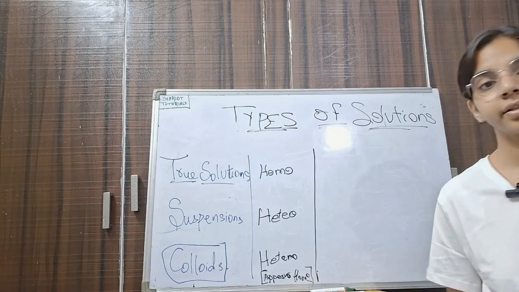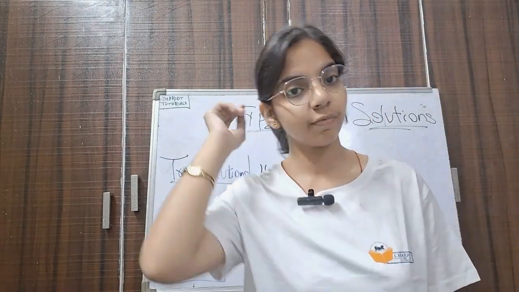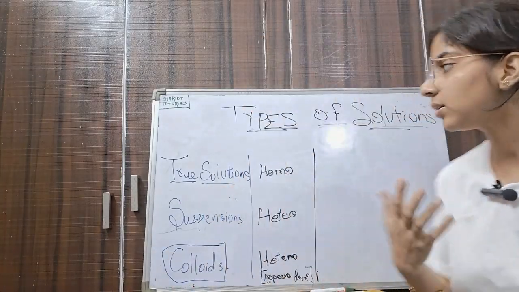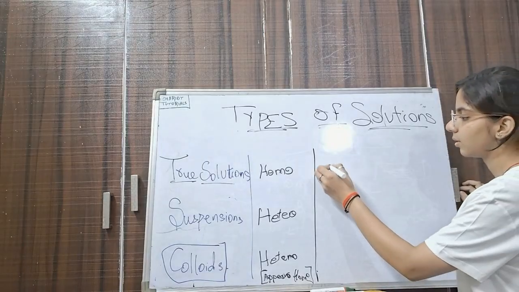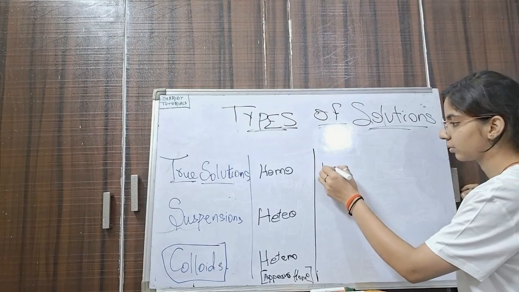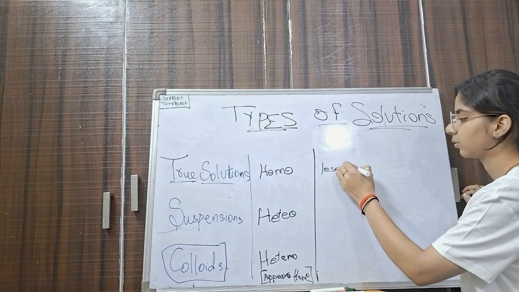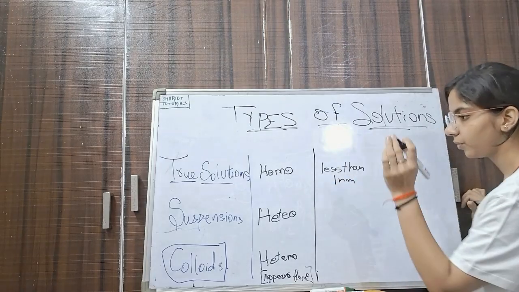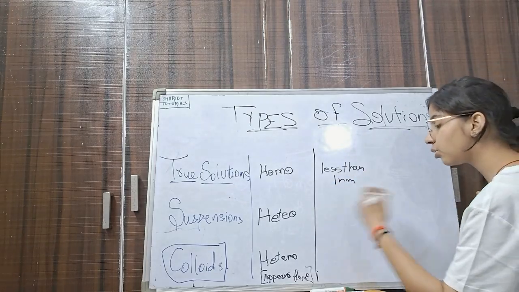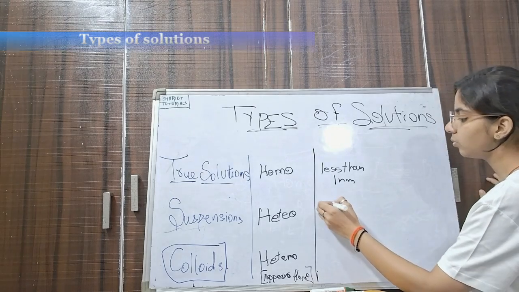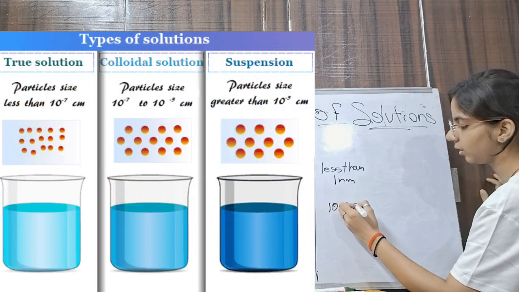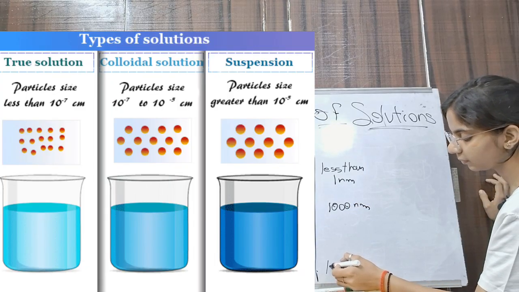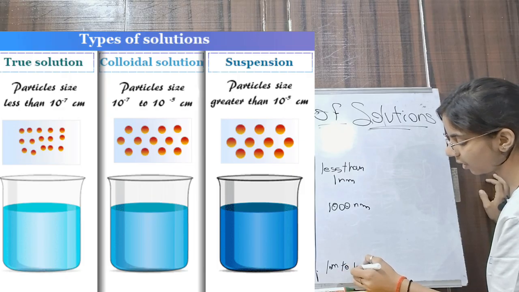Second is the particle size. Now this is a very important and basic difference that actually makes them different. The particle size of true solution is less than 1 nanometer or up to 1 nanometer. The particle size of suspension is actually very large. It is around 100 to 1000 nanometers. And the particle size of colloid is from 1 nanometer to 100 nanometers.